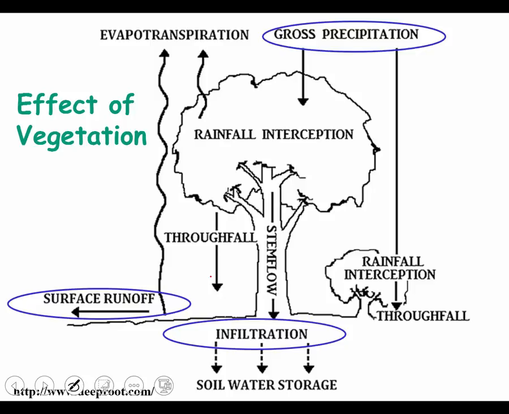Some of that will actually flow down the stem. Some of it is throughfall. So whatever gets down here will either infiltrate or run off. But by the time we get to this point, we've already had an impact of vegetation, and so when we look at changes in vegetation, changes in land use, then we're going to see how effective or not the vegetation is in modifying runoff.